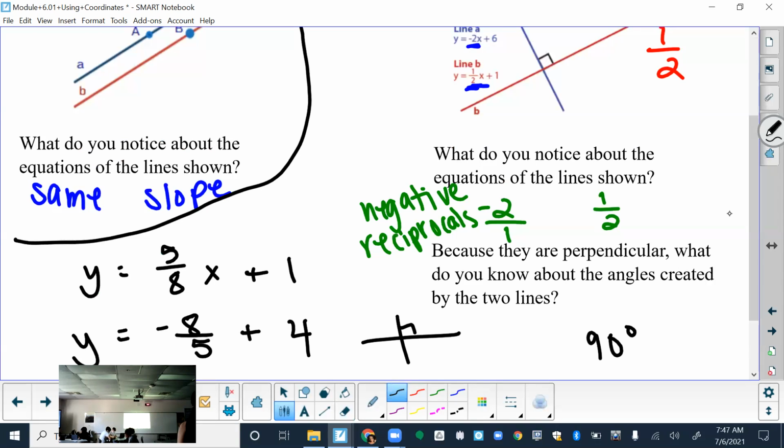All right, so same slope, I forgot to mention, different y-intercept will be parallel lines. If it's the same slope and same y-intercept, then it's the same line, right? But if it's same slope, different y-intercept, it's parallel lines. If slopes are negative reciprocals, they're perpendicular.